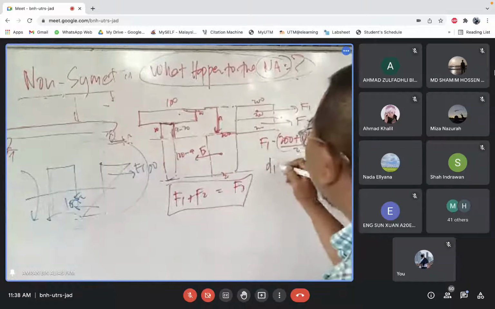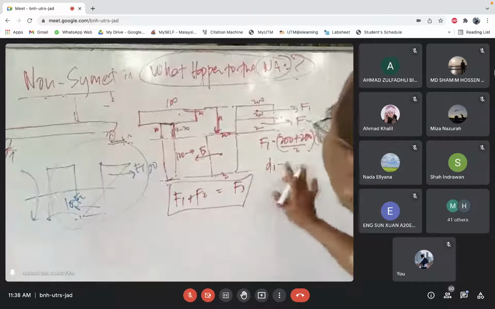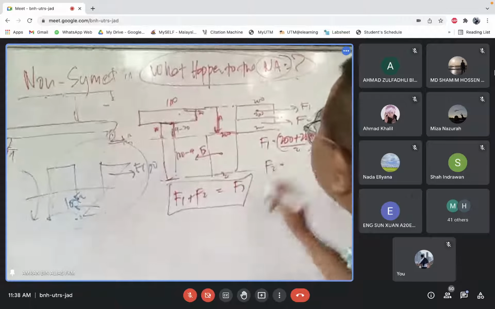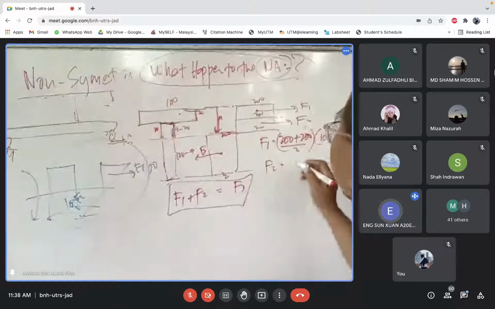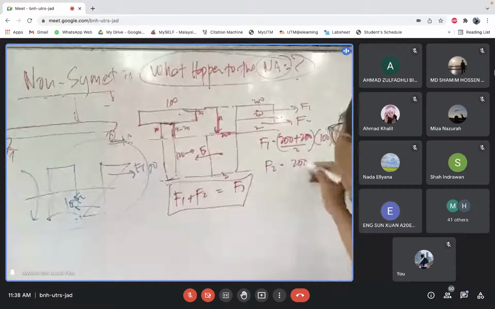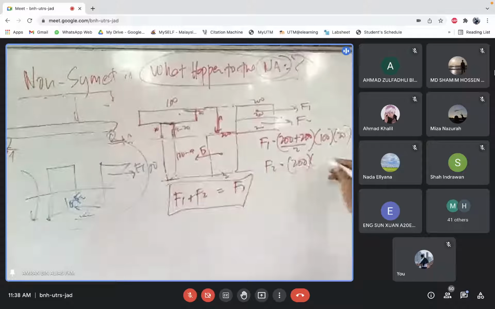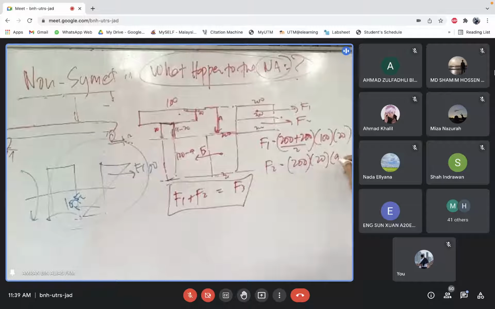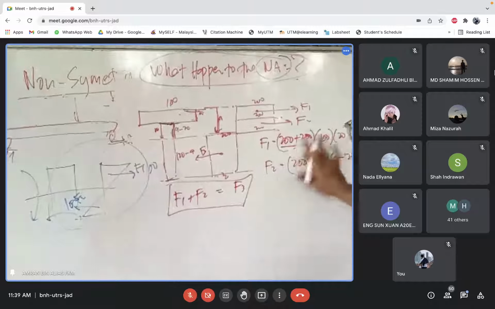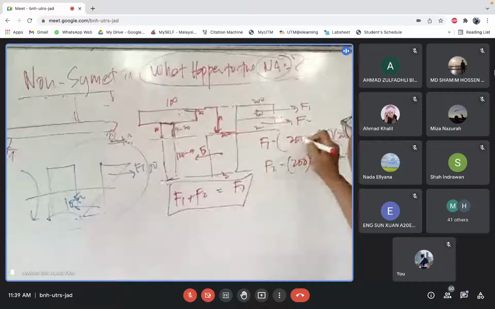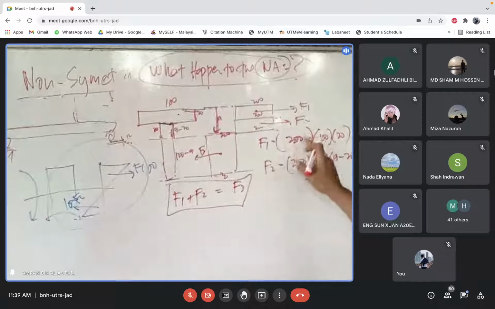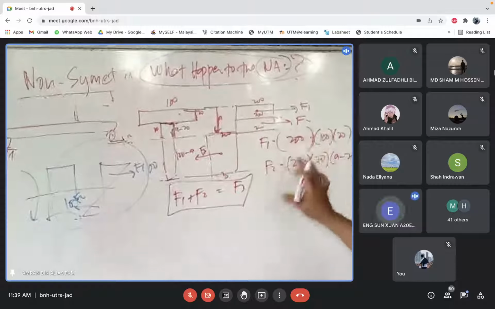What's your D1? It's okay. Solve for F first. What is F2? F2 is 200 plus 200 over 2, that is 200. Okay, what's the area? 20 times A minus 20. Can I wrap this one to make life easier? 200 plus 200 divided by 2, 200, right? Yes. Make life easier.